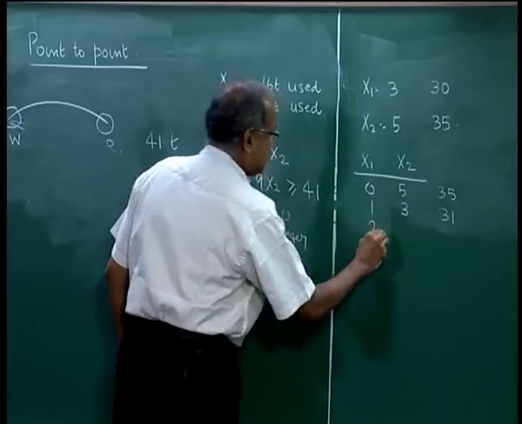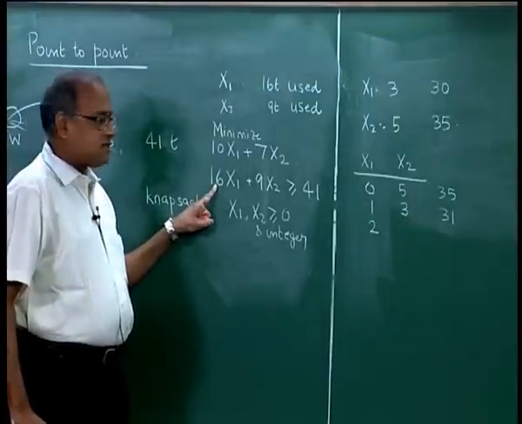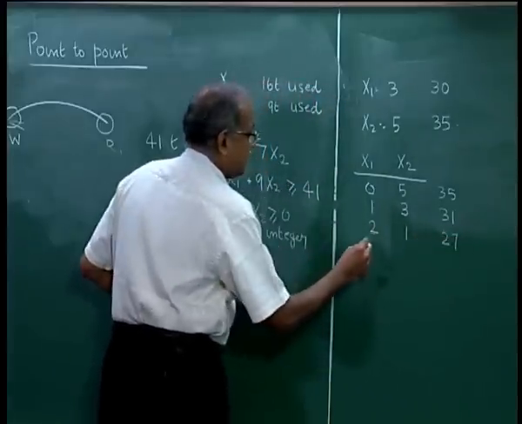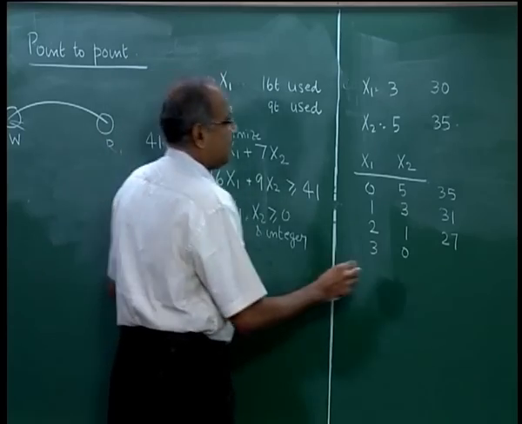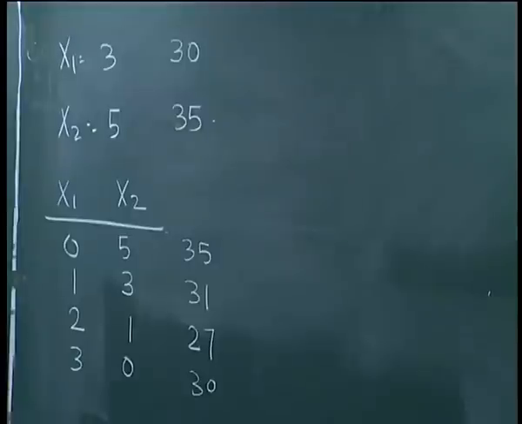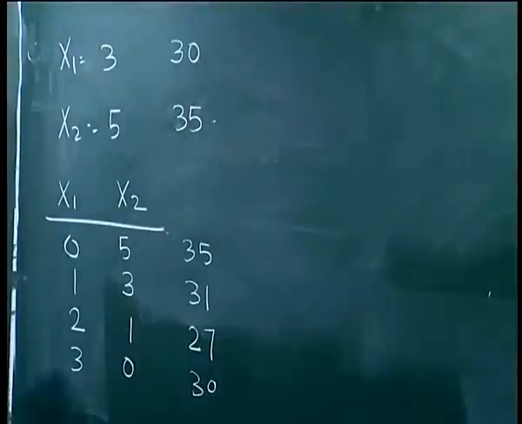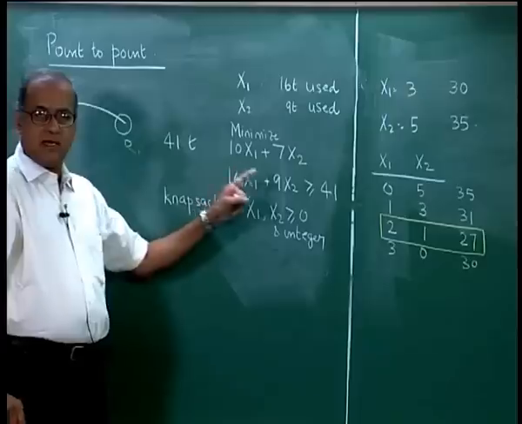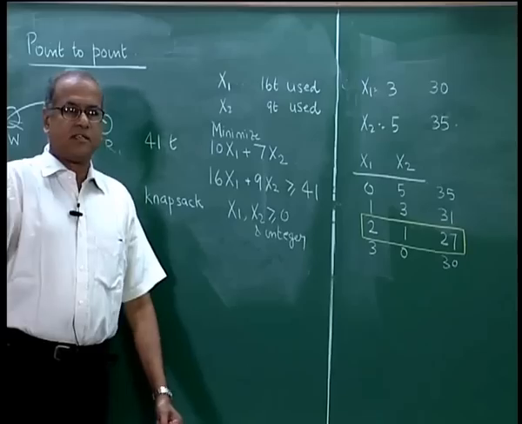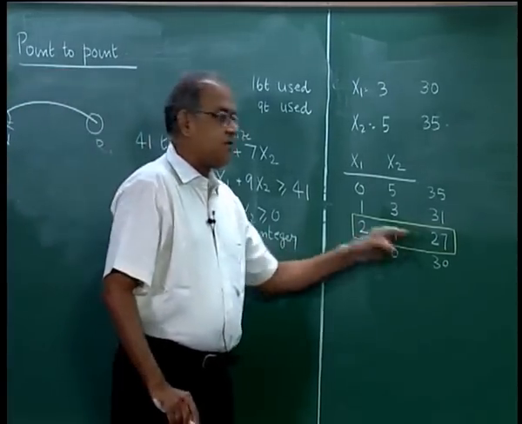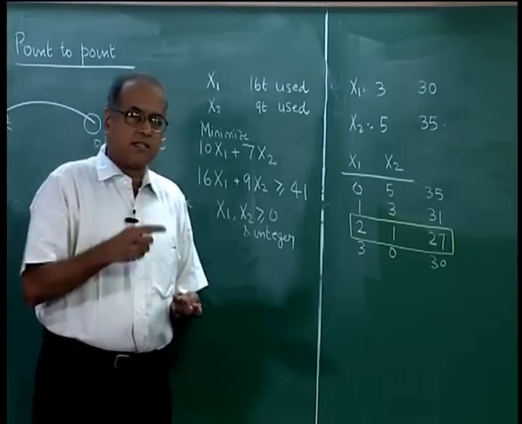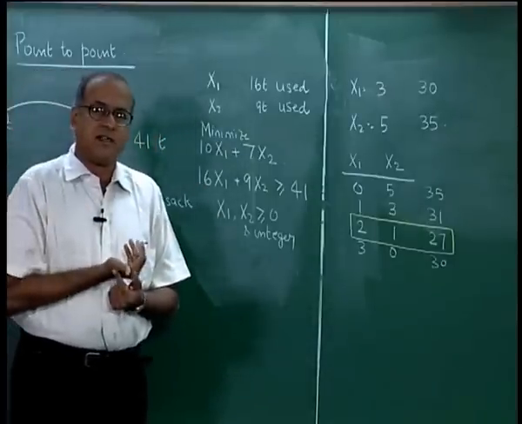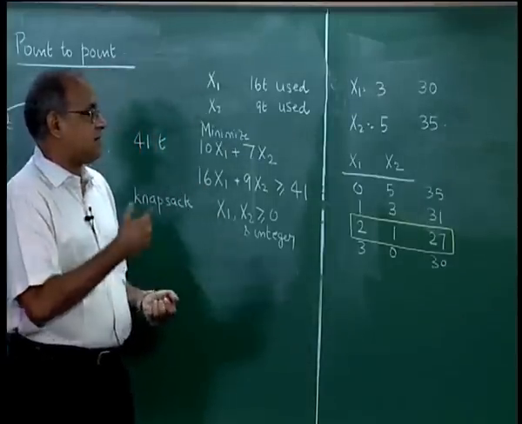If I have 2 of this, so I have 32 out of this, I require only 9. So 2 comma 1, I will have 27, and 3 comma 0, I will have 30. So only 4 enumerations are possible in this case, and the best solution is here, which is to use 2 16-ton trucks and 1 9-ton truck to get this 41 with a total cost of 27. But then we can also understand that the enumerative method that we have shown here is not computationally efficient and can become intractable when some of these numbers become higher.